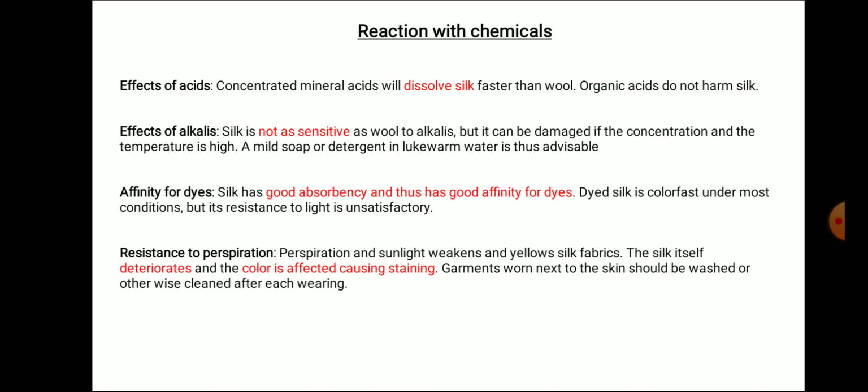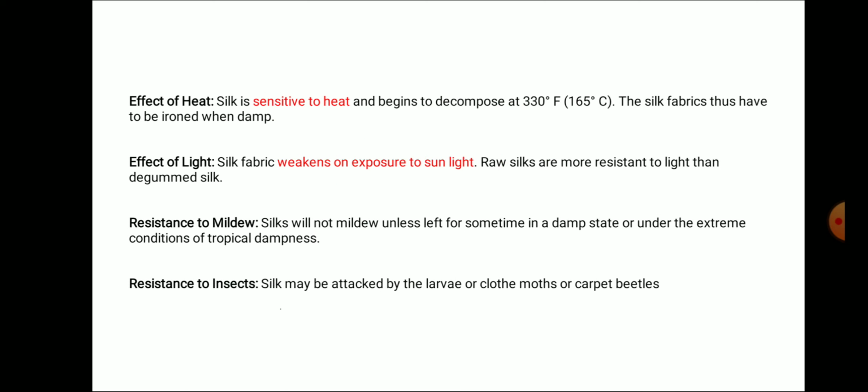Effect of the acids: silk becomes dissolved in acid. In alkali it is not sensitive. Affinity for dyes: silk has good absorbency and thus has good affinity for dyes. Resistance to perspiration: the silk itself deteriorates and the color is affected, causing staining. Silk is sensitive to heat, and silk fabric weakens on exposure to sunlight.